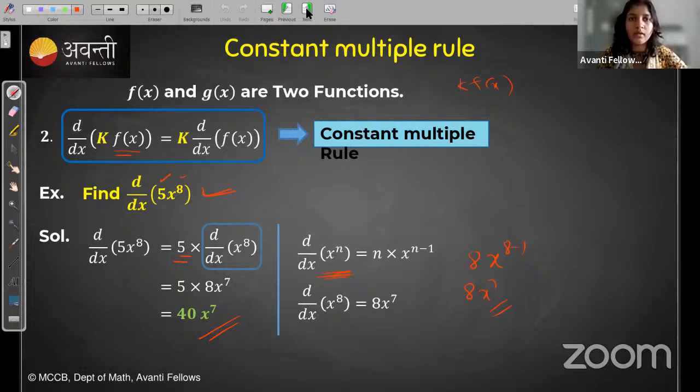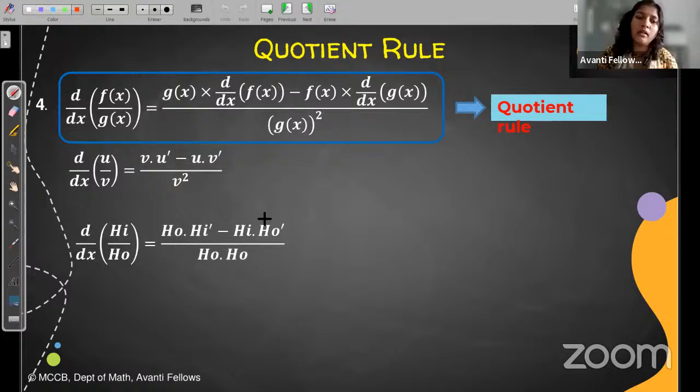Okay. Next rule is what? Quotient rule. Okay. So what we will do when functions are in the numerator and denominator, fractional form. What to do when the functions are in the quotient form, like f of x divided by g of x. In this case, we will write denominator as it is and square. And in the numerator, we consider the second function. Let this be first function and this be second function. We will consider the second function into differentiation of the first function minus first function into differentiation of what? Second function, okay? Just try to remember this.